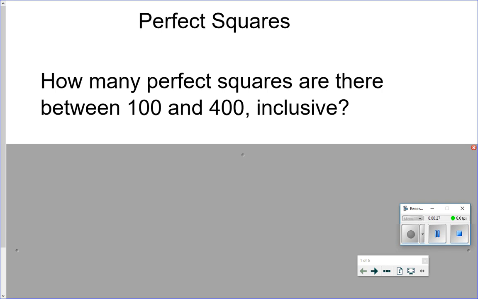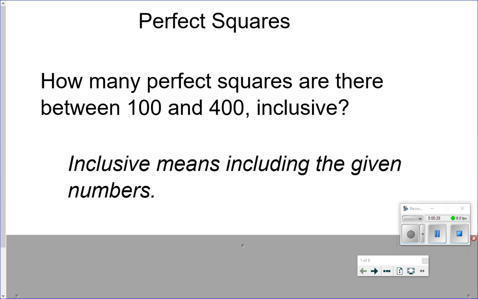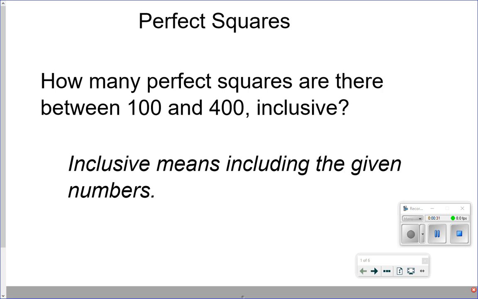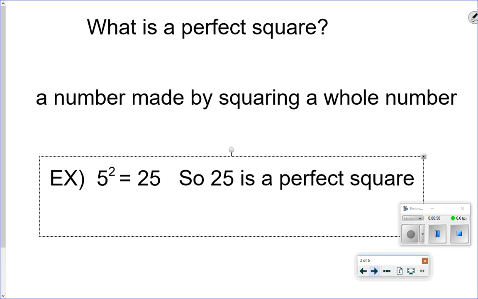And when you see that word inclusive, all that means is that it includes the numbers that are given. So if we're asked how many perfect squares are there between 100 and 400, we'll actually include the number 100 if it's a perfect square and the number 400 if it's a perfect square. But before we get to answering that question, we'll come back to this later. Let's just define a perfect square.